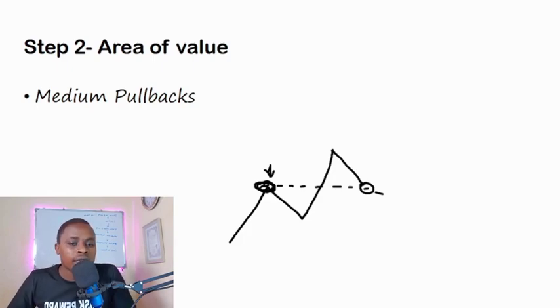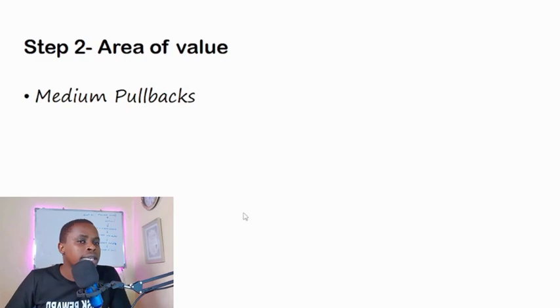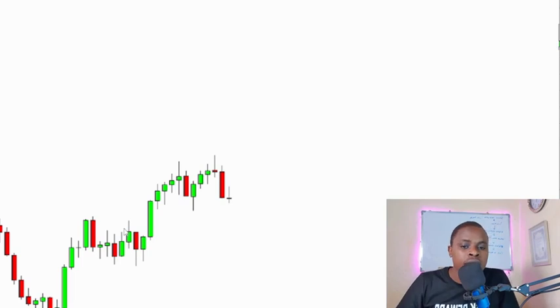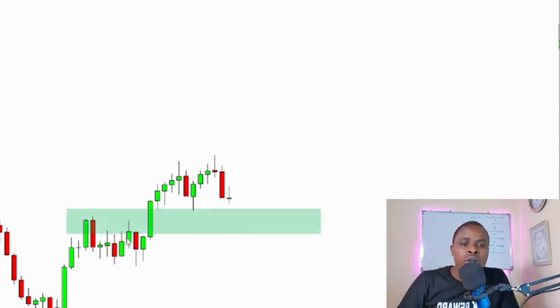And how does that happen in the market? I'm going to show you an example, because the market creates a pullback. These pullbacks are likely to be medium pullbacks, deep pullbacks, or shallow pullbacks, but in this case we are only looking for medium pullbacks, sorry. And then we are going to mark out this zone right here.